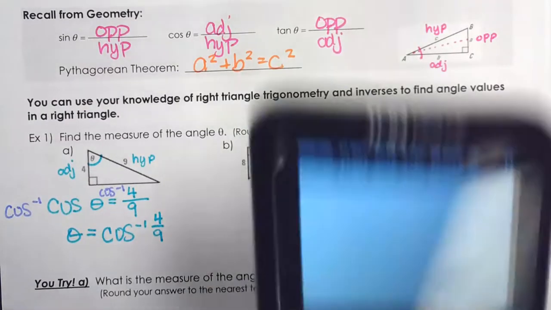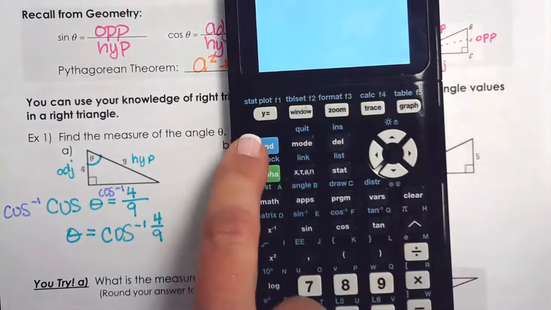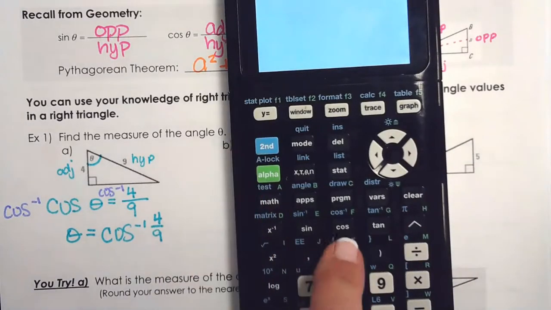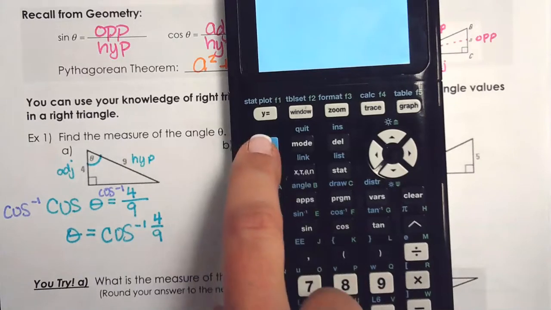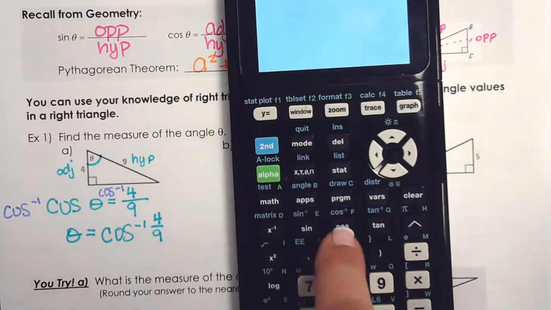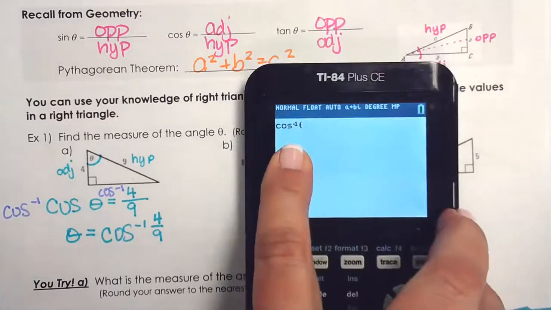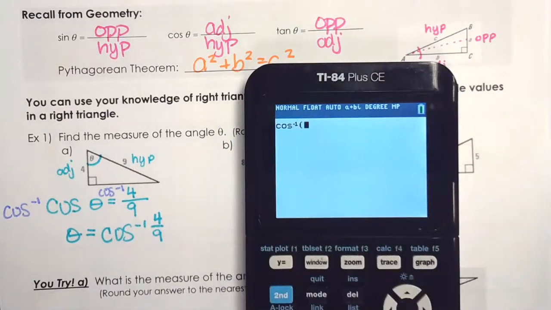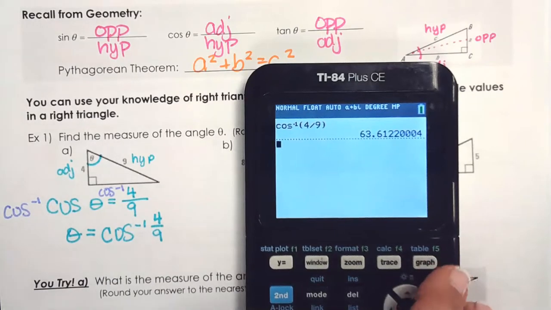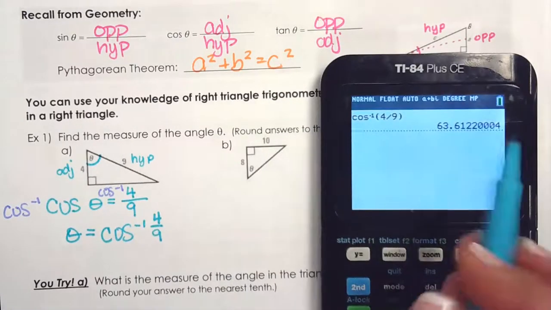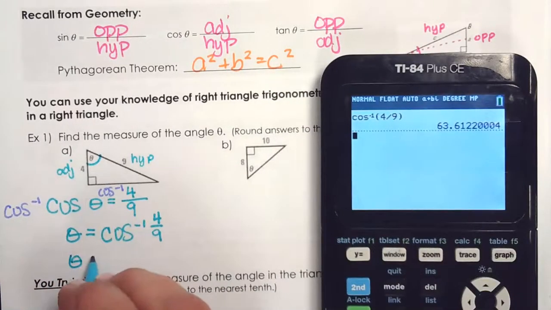Now, in your calculators, oftentimes you have to hit the second key and then the trig function. So if I wanted to get to inverse cosine, I'm going to hit second cosine, and then notice this inverse cosine shows up. And then we're going to take the inverse cosine of 4/9, and that gives us the angle measurement that we want. It says to round to the nearest tenth, I think. So that should be 63.6.